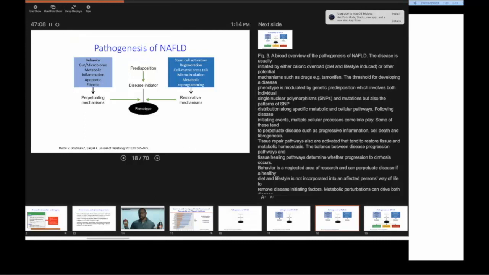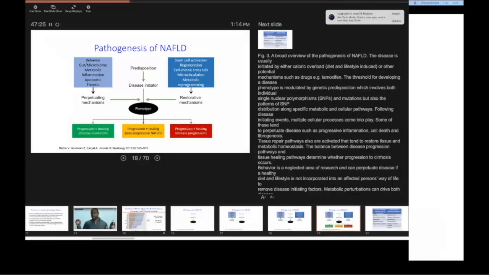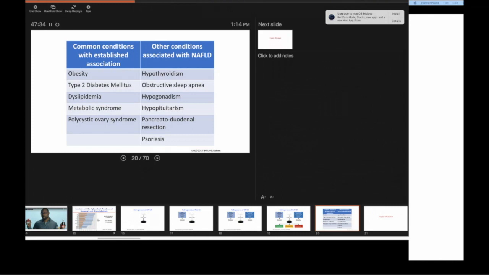But luckily, there are restorative mechanisms. The liver is very forgiving. So there's stem cell activation, regeneration, cell matrix crosstalk, improvements in the microcirculation, and metabolic reprogramming that can reverse this disease. And so ultimately, it's this balance for our patient to see: are they staying the same? Are they getting worse? Are they actually getting better? And we'll go through ways we can make that happen.